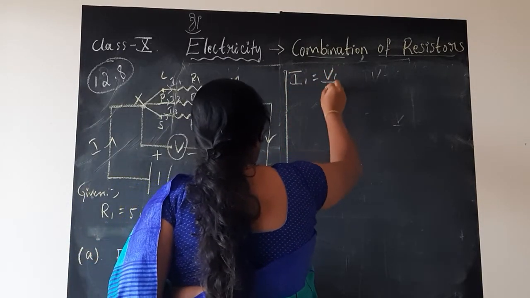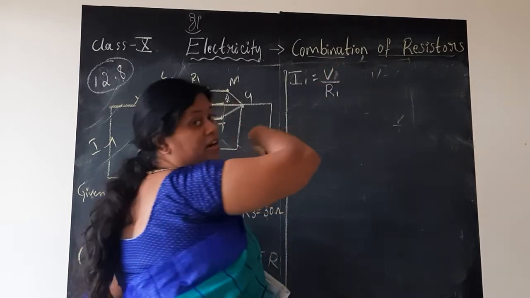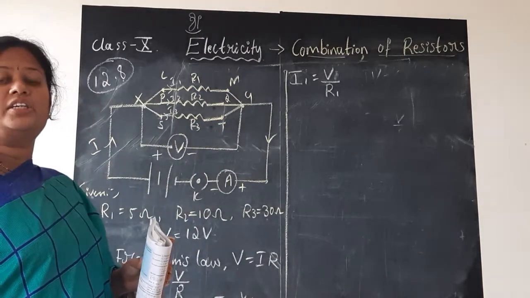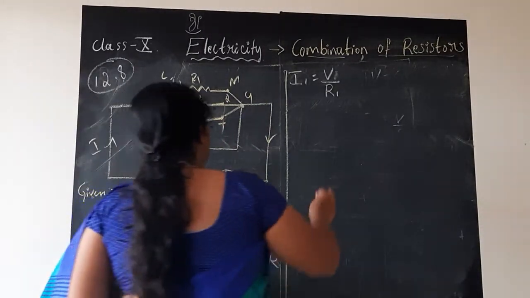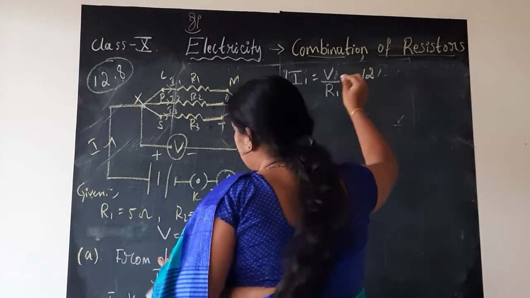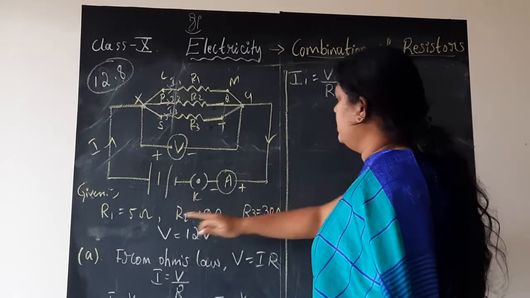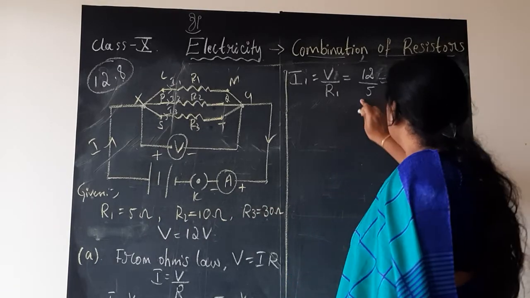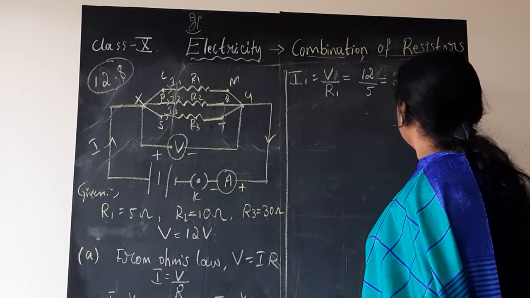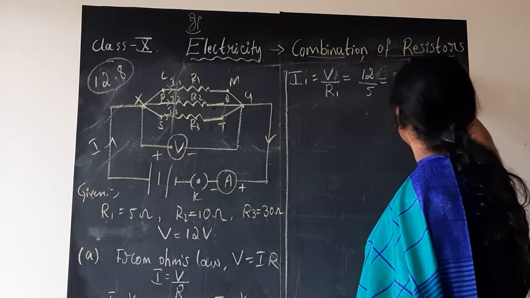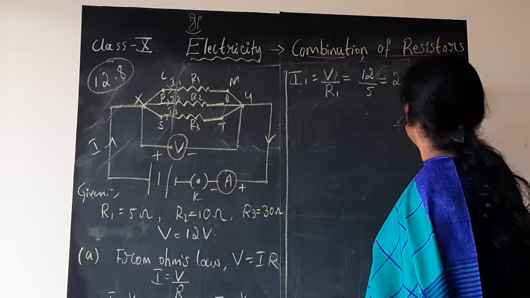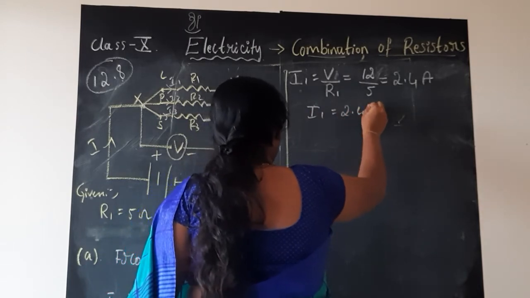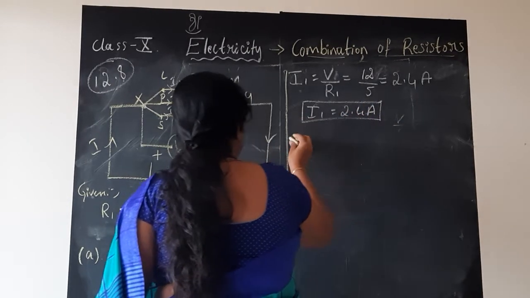I1 is V divided by R1. Why not V1? Because voltage is the same for the parallel connection, but current is different. So V by R1. What is V, children? 12 volts, it is clearly given. What is R1? 5 ohms. 12 divided by 5 is what? 5 2s are 10, 2 remaining. Point you keep, 0 you take. 5 4s are 20. So I1 is 2.4 ampere.